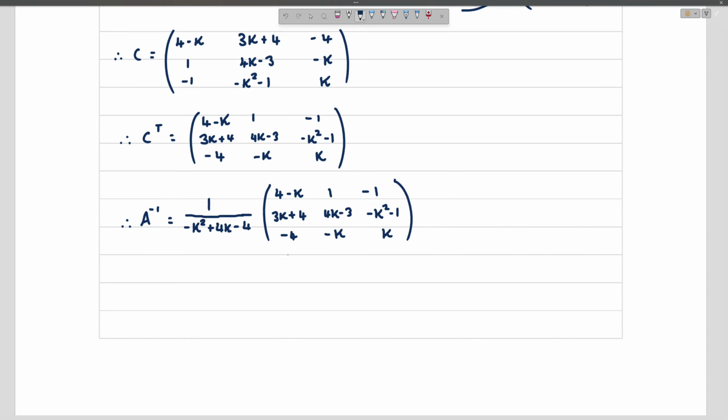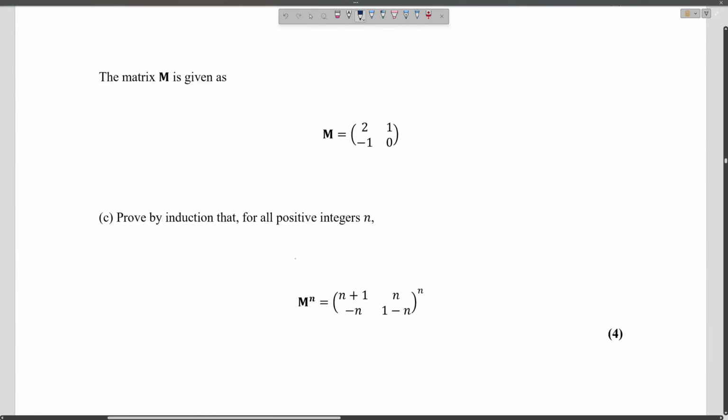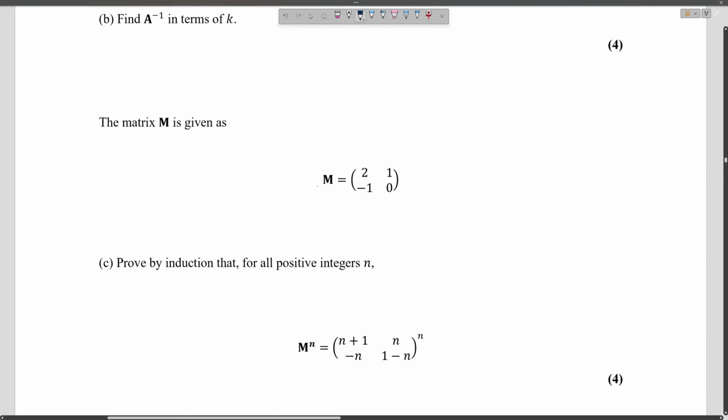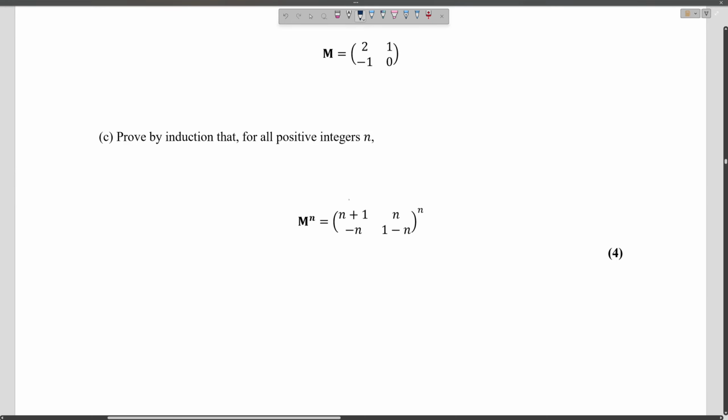And then finally to finish with here, right, because we're not even finished just yet, we have a proof by induction to finish with. So we want to prove then by induction that for all positive integers n, the matrix M is given as follows. So m to the power of n is equal to this here.